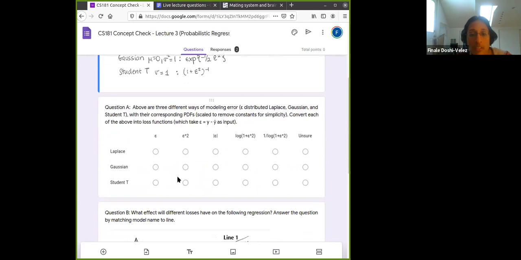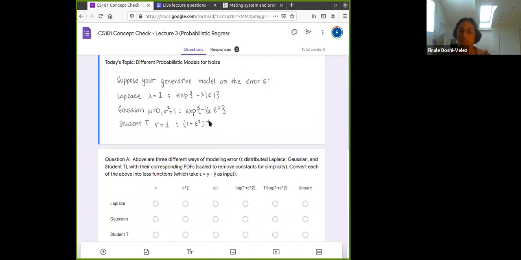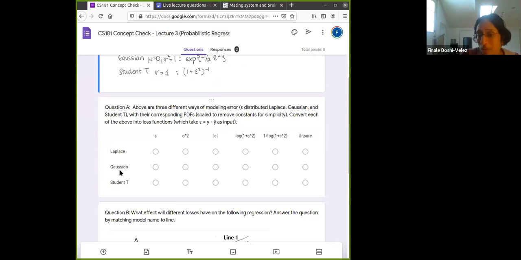And the first question is to take these and turn them into a loss. Today we turned the assumption of Gaussian noise into a least squares loss. We showed how those two were the same by taking the logs. Here, epsilon is the error. The Gaussian is hopefully fairly straightforward, that's just squared. But for the Laplace and especially the student T, figure out what the loss would be. What's the corresponding loss? What's the expression?